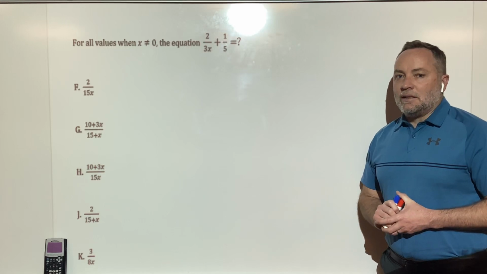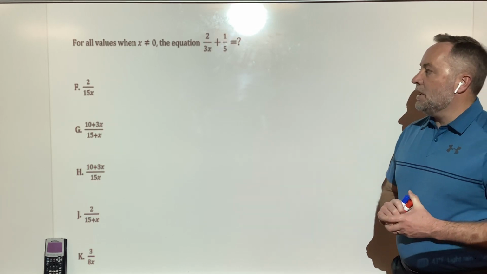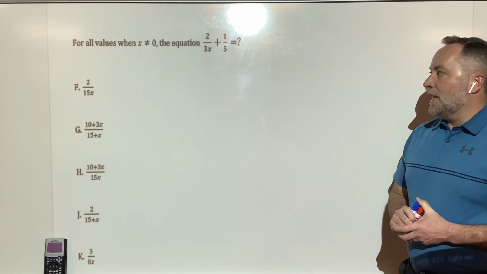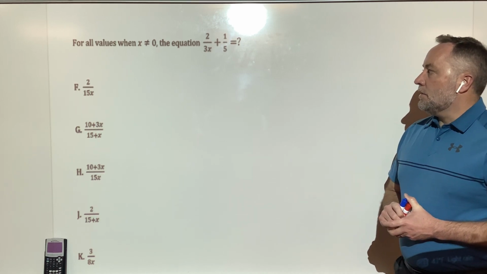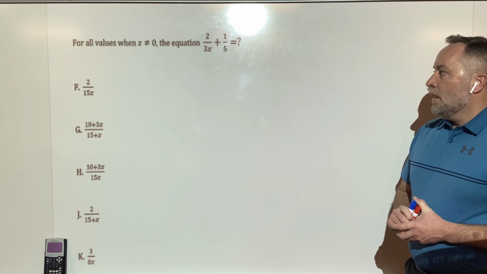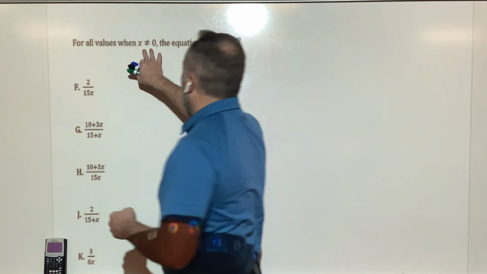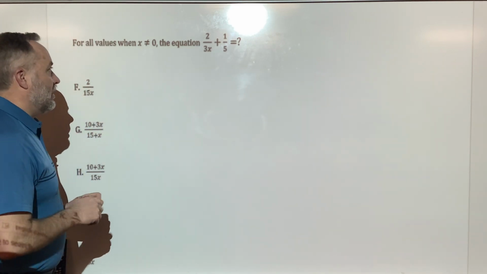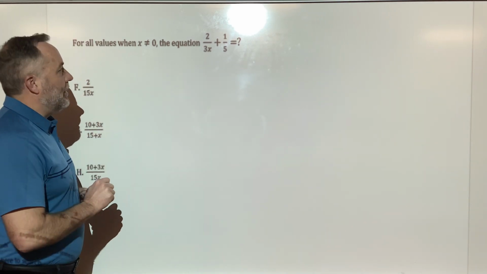This question is asking us to simplify a rational expression. It says for all x values when x does not equal 0, the equation 2 over 3x plus 1 over 5 is equal to what? This x does not equal 0 is a qualifier that needs to be there to add legitimacy to the question, and you'll see things like that on the ACT.